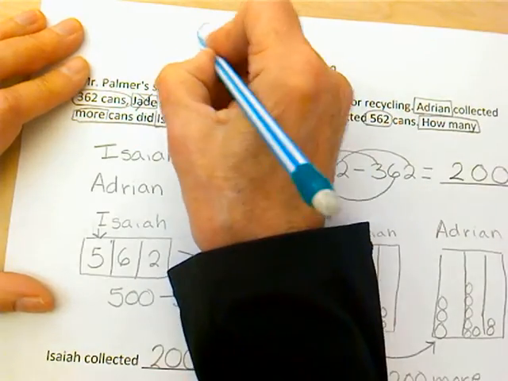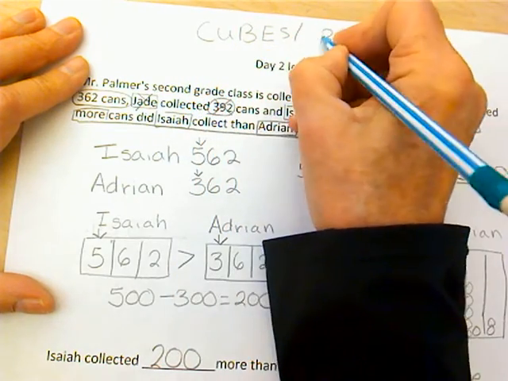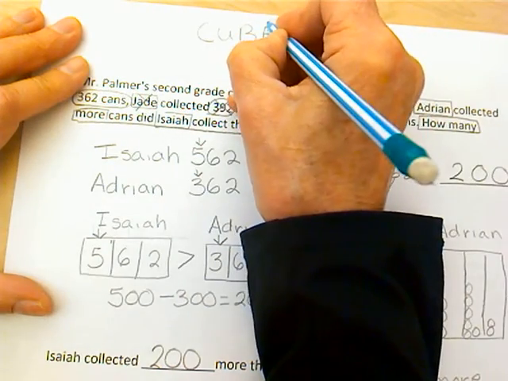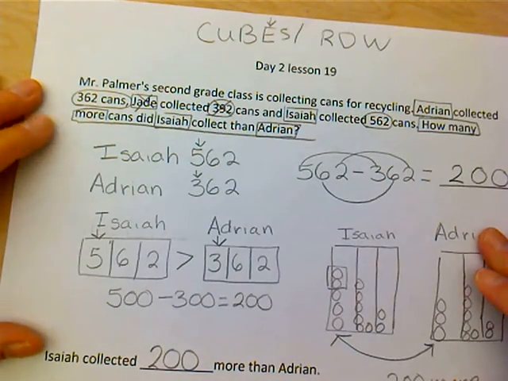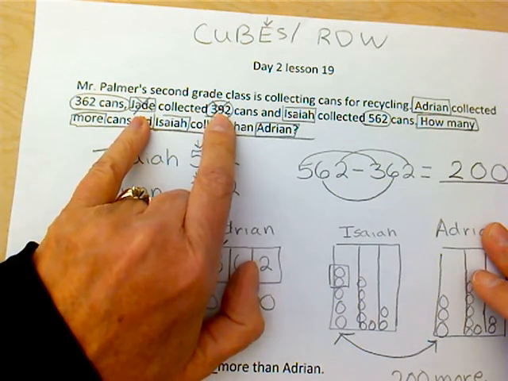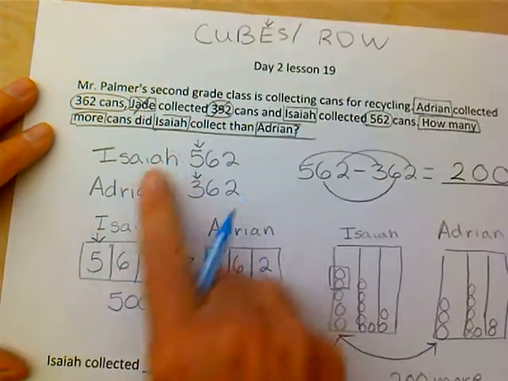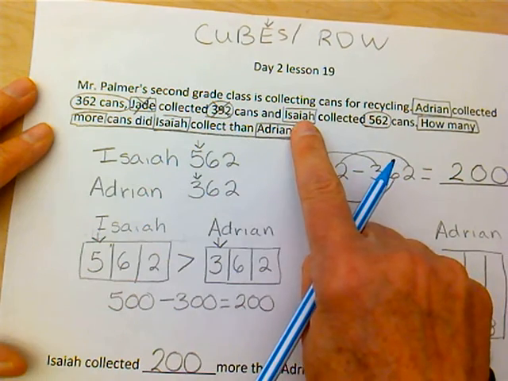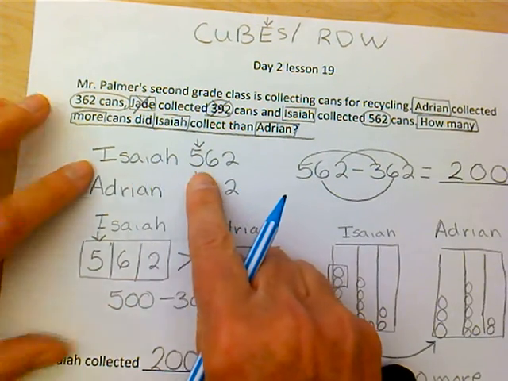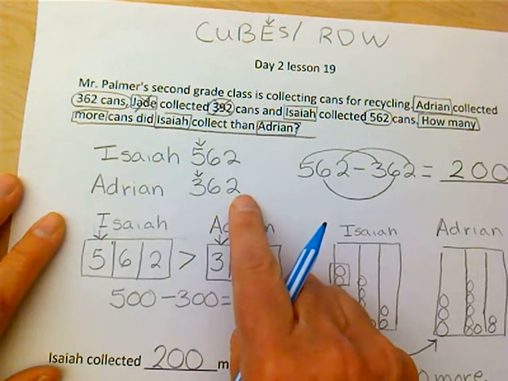So when I'm thinking about cubes and I'm thinking about read, draw, and write, the X out information that is unneeded doesn't happen very often, but in this particular one, we are Xing out extra information that is not needed to solve this problem because we really only need the information for Isaiah and for Aiden. So Isaiah had 562 cans and Aiden had 362 cans.